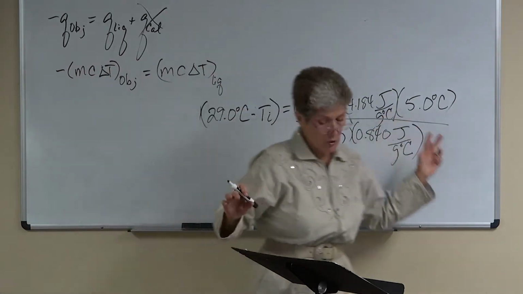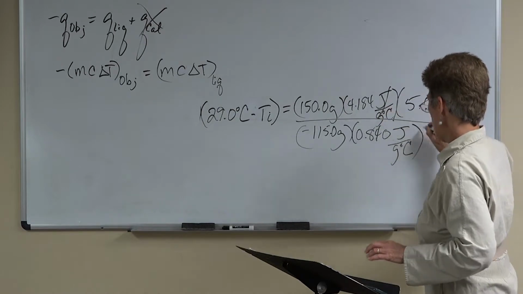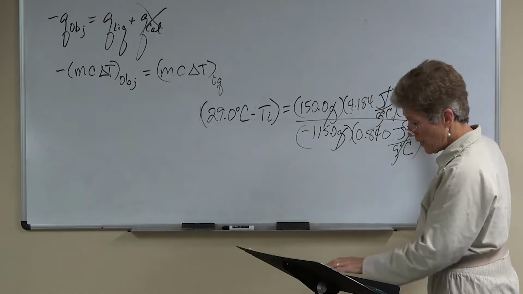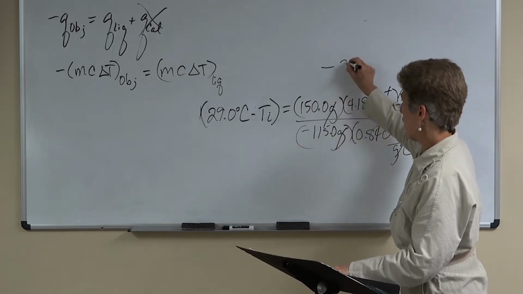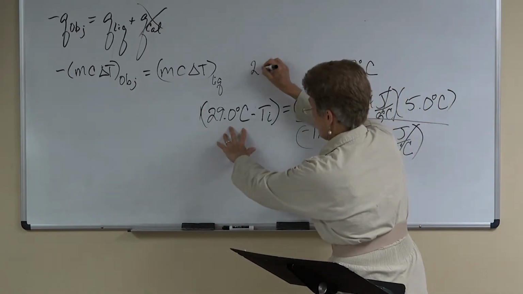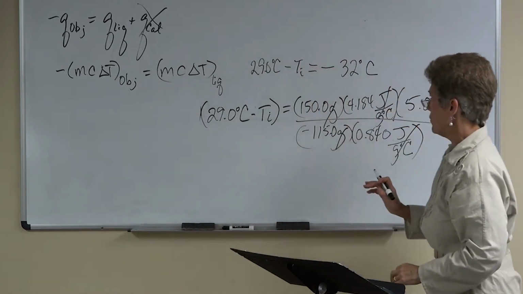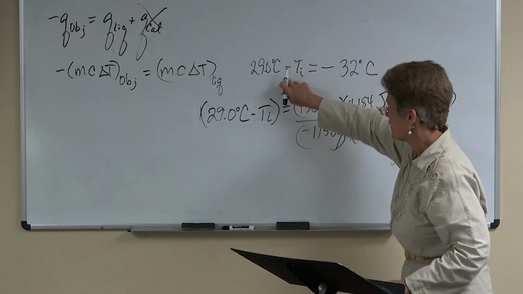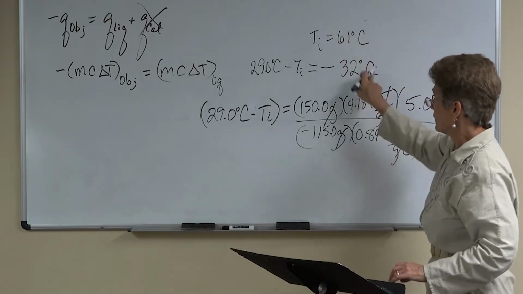Okay, we've got two significant figures here, so when you do this, I want you to notice, this will cancel with this, grams and grams. You'll be left with degrees Celsius, and what you get here in two significant figures is negative, because of this negative sign, 32 degrees Celsius. And this still applies, so 29.0 degrees Celsius minus the initial temperature equals negative 32 degrees Celsius. And so with that, you can add this to both sides. So the initial temperature equals 61 degrees Celsius.